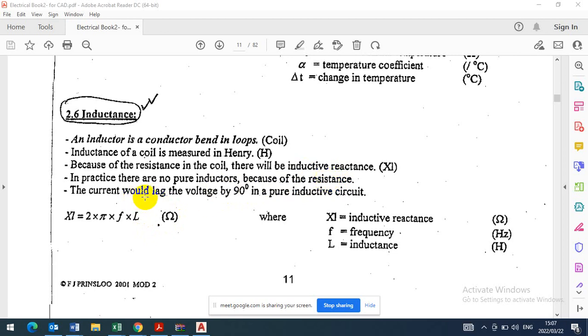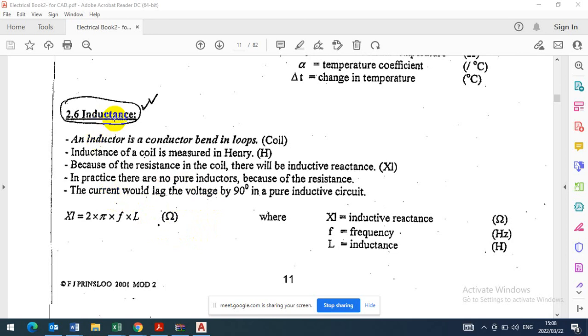The current all the time is going to lag the voltage by 90 degrees in pure inductive circuits. What does this mean? When I spoke of a resistor last week, I said resistance is inversely proportional to current, but current and voltage remain proportional. Do you remember Ohm's law? When we're talking of Ohm's law, current and voltage are directly proportional to each other. As long as the temperature and the pressure are constant, when voltage increases, current will also increase in a resistance or resistive circuits.